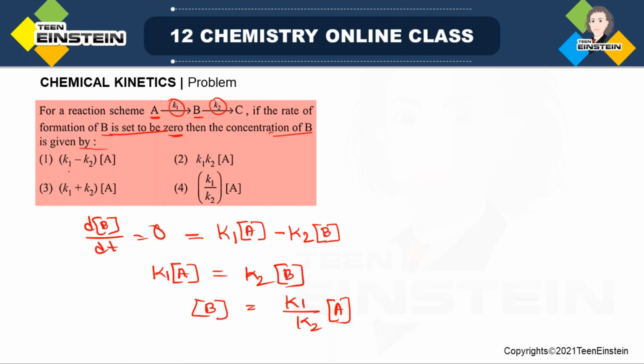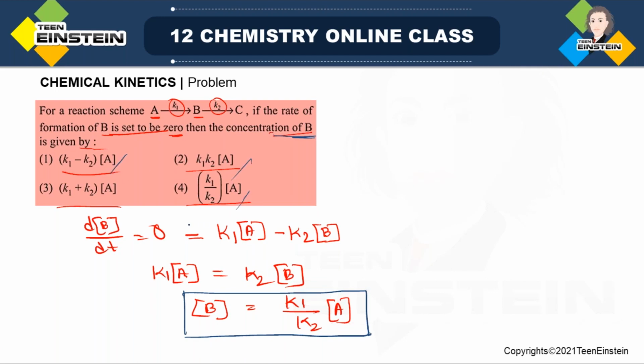Tell me, look at the options. Which option is correct? This is the final expression. So the concentration of B we have expressed in terms of K1, K2 and A. All these options basically involve K1, K2 and A, but there is a difference. So which option is correct?